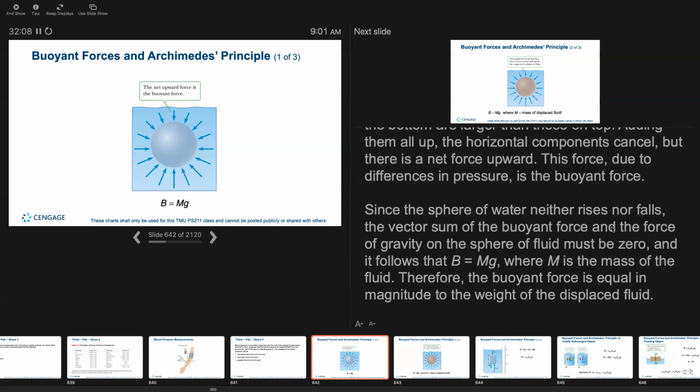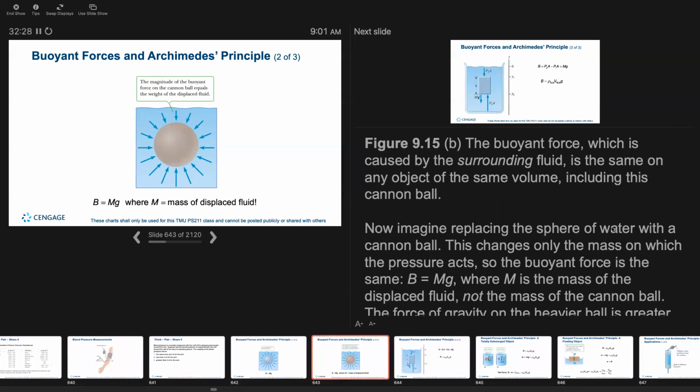Since the sphere of water neither rises nor falls, the vector sum of the buoyant force and the force of gravity on the sphere of fluid must be zero, and it follows that B equals mg, where m is the mass of the fluid. Therefore, the buoyant force is equal in magnitude to the weight of the displaced fluid.